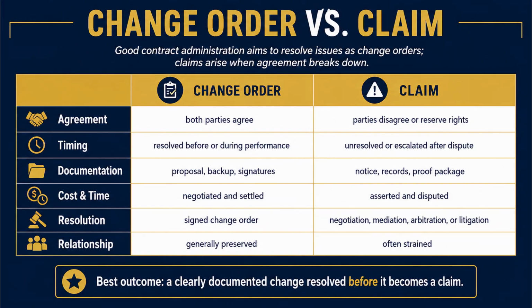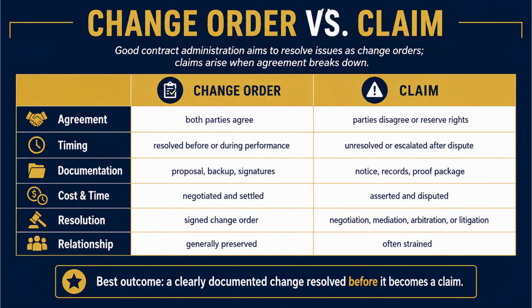Agreement. A change order means both parties agree. A claim means the parties disagree or are reserving rights. That's the fundamental split. Timing. A change order is resolved before or during performance. A claim is unresolved or escalated after a dispute. Change orders are proactive, claims are reactive.